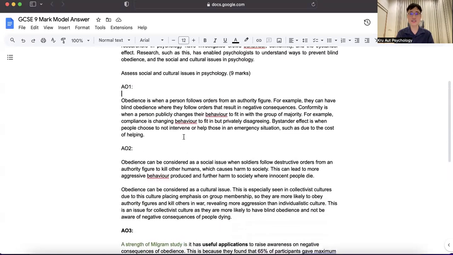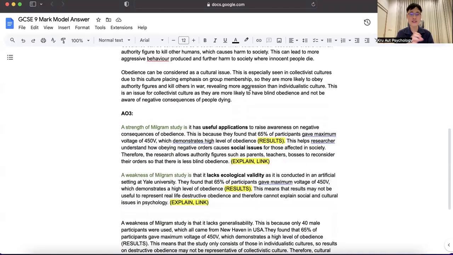Otherwise, we'll be getting just 6 out of 9. And it had to be a perfect 6 to get 6 out of 9. Otherwise, it would be less. So most students tend to get around that much. And AO3 is something that we need to practice a lot.